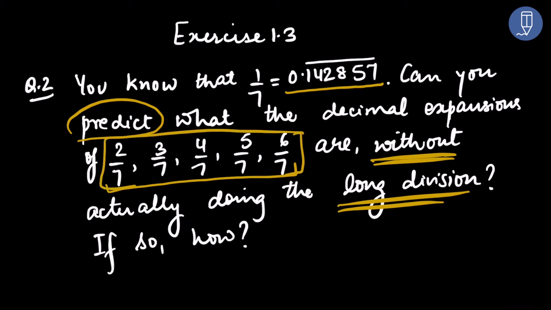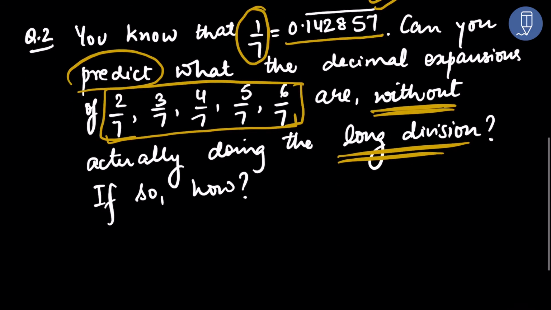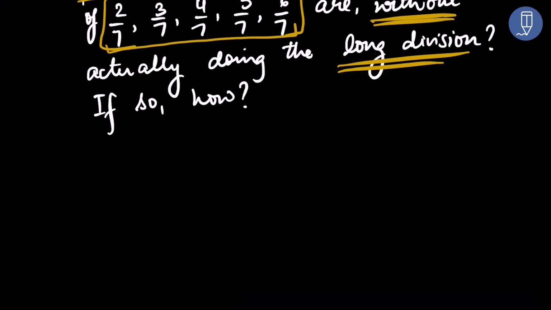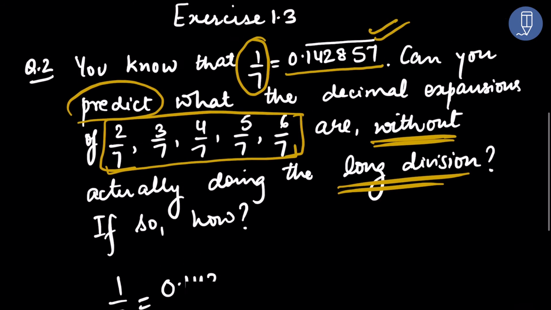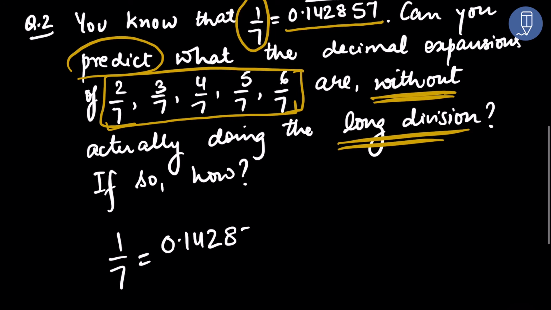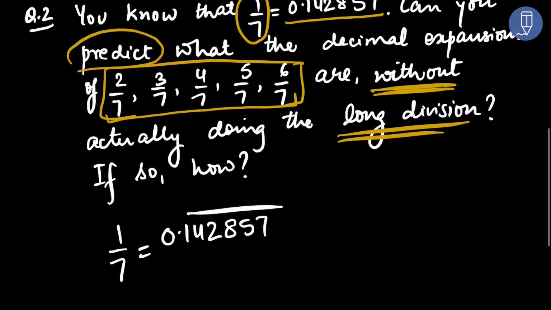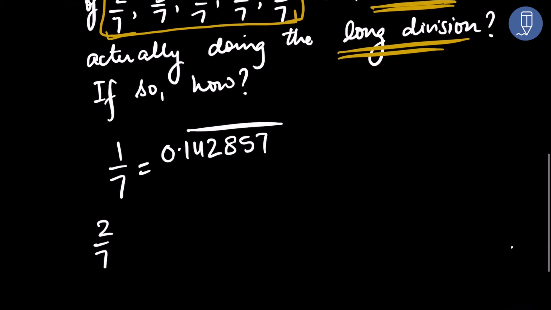Now all these numbers have denominator 7 and this also has denominator 7. So this value will help us to find these values without doing long division. Let's start. So we write down 1 by 7 is equal to 0.142857 bar. Now 2 by 7 can be written as 2 multiplied by 1 by 7.